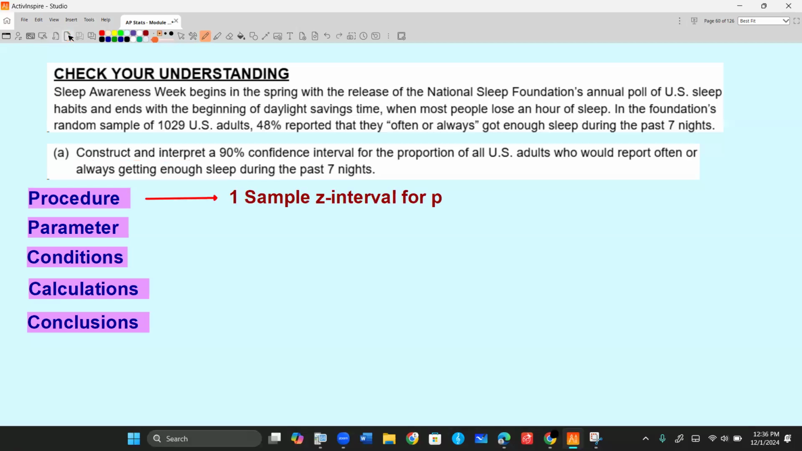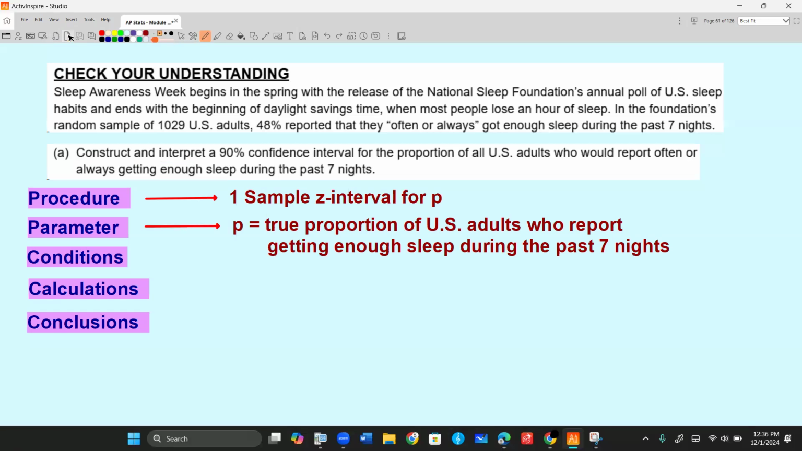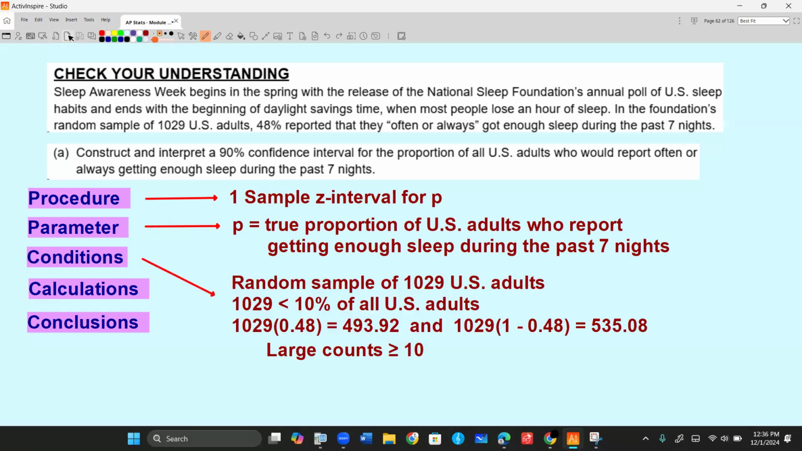So the procedure is the one sample z interval for p. This is the only thing we've learned so far. The parameter is the true proportion of, what are we measuring? US adults who report getting enough sleep during the past 7 nights. In our conditions, random, 10%, and large counts. So our random sample of 1,029 adults, that's right here.